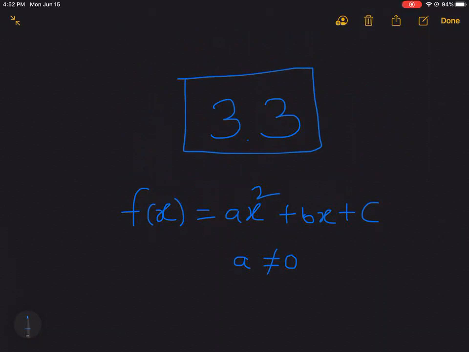Okay, ax squared plus bx plus c, where a can't be 0, and the simple reason is if a is 0, then this term vanishes, right? So it doesn't remain a quadratic function, because a quadratic function is a function where your highest exponent is 2, right? So if a is 0, you can clearly imagine this term vanishes, so then it will be a linear function instead of a quadratic function, okay?